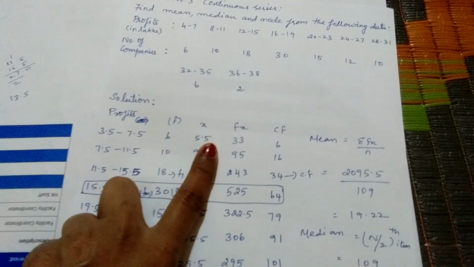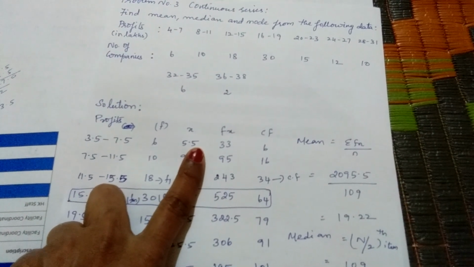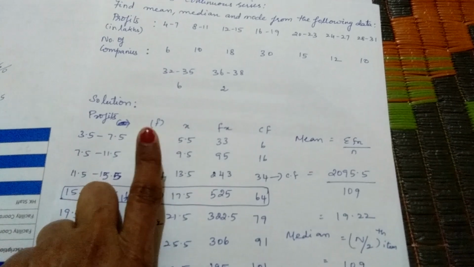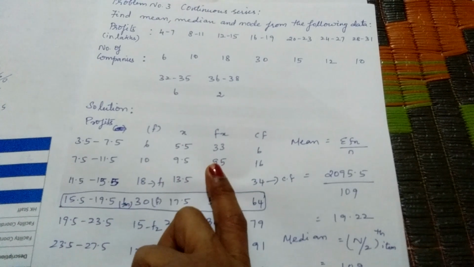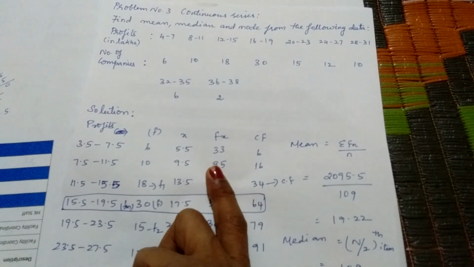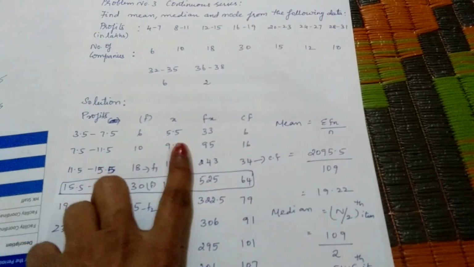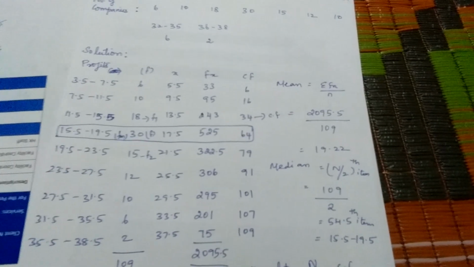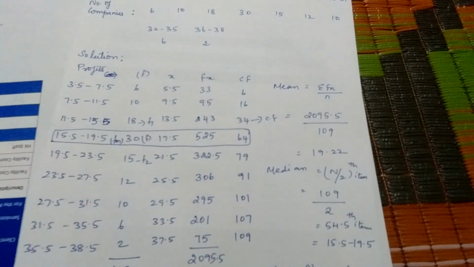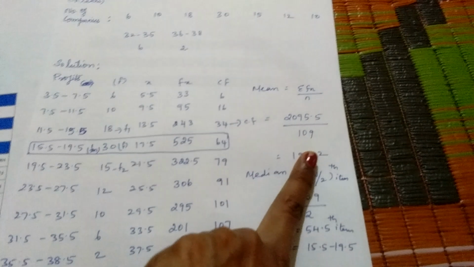Why? Mean, in case of continuous series also, the mean formula is x bar equal to sigma fx by n. So f into x you have found out. Now in case of median, the formula is also the same, but here you have to find out the cumulative frequency. So first the mean you have found out. By multiplying f into x and totaling it, you will get 2095.5 divided by the frequency total, 109. So you will get 19.22.